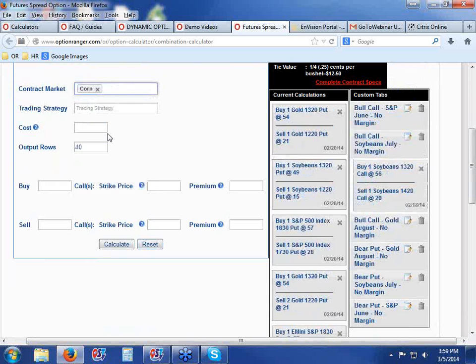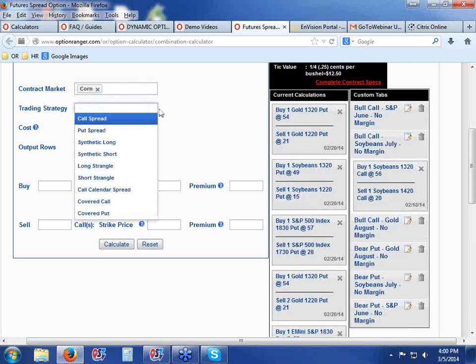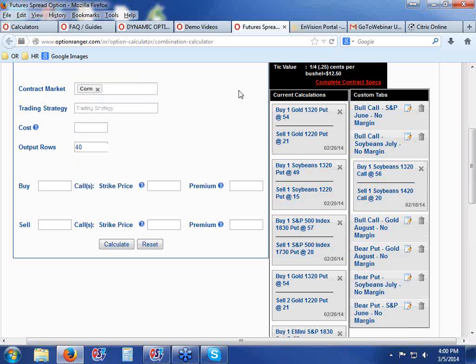Let's start with the corn market. He's saying 550. He thinks he can make 550 by the July expiration. 550 by July, the market settled at 486. I don't think that is at all unreasonable based on the expiration.